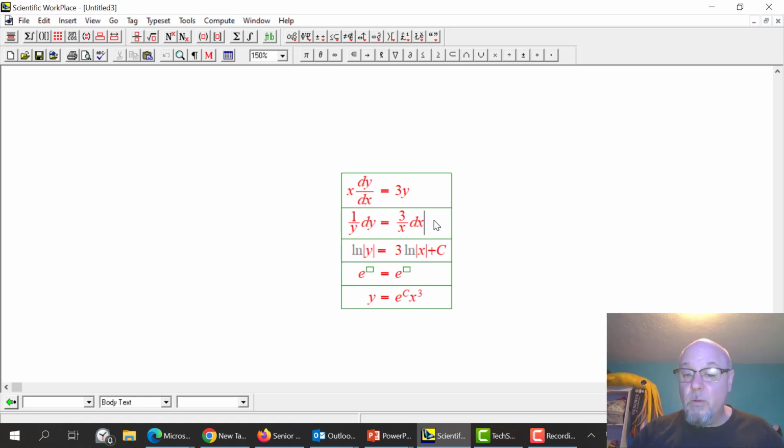Then I can integrate both sides. So the integral of 1 over y with respect to y is ln absolute value of y, and we get 3 ln absolute value of x plus, we need a constant on one side. How do we get the constant? Initial conditions. But let's just wait for a second here. I already kind of have a problem with this question.